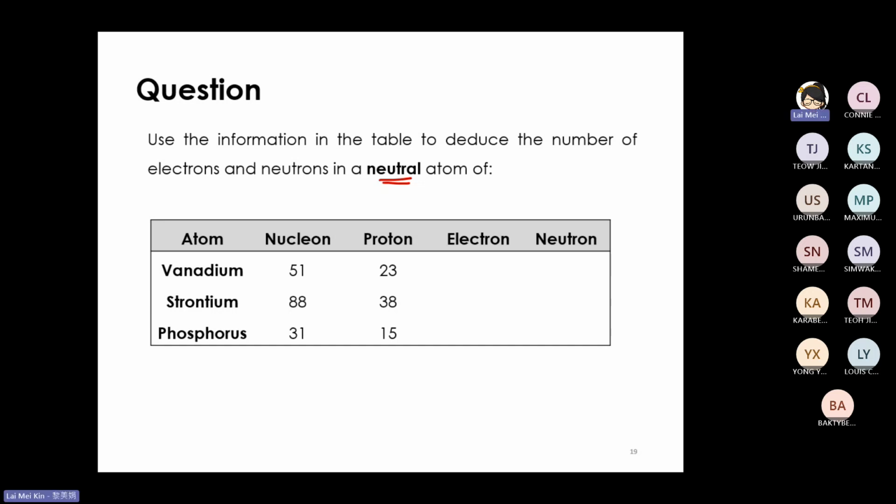Oh, you have the answers? Just quickly run through. If it is neutral, that means which one is the same? Protons and electrons are the same. So this one you'll have 23, 38, 15. How do you calculate neutrons? Nucleon number minus proton number. So very quickly, you'll get 28, 50, 16. Can finish within 1 minute.